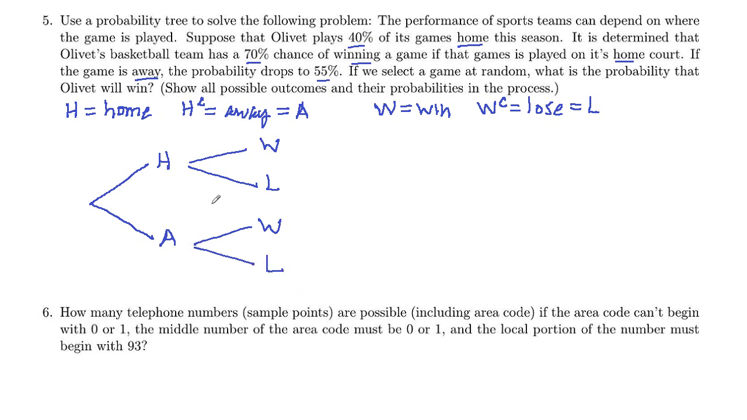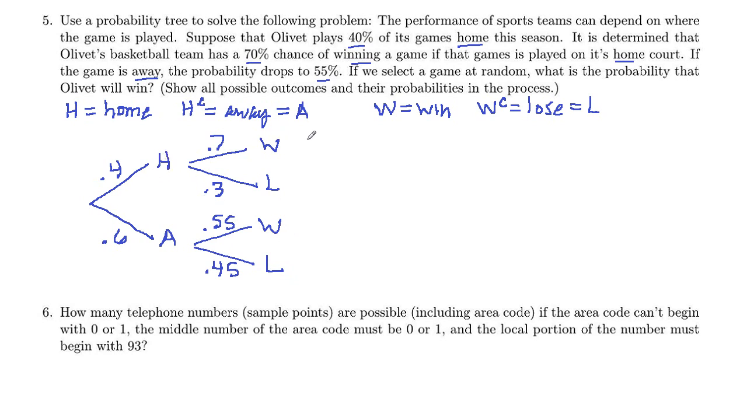So now let's fill in our probabilities. 40% are home games, so this is 0.4. That means that away games are 60%, right? 1 minus 0.4, 100% minus 40% is 60%. Now, if they play a home game, their chance of winning is 70%, 0.7. So that means they've got a 30% chance of losing. These have to add up to 1. If they play an away game, then their winning probability drops to 0.55, and 1 minus 0.55 is 0.45.